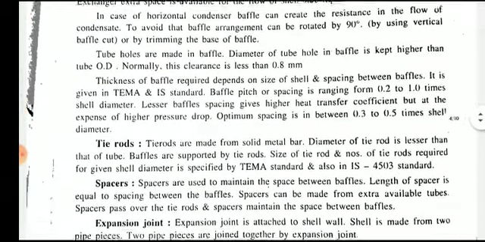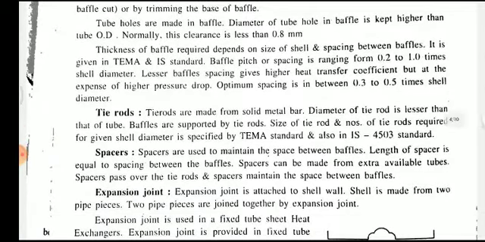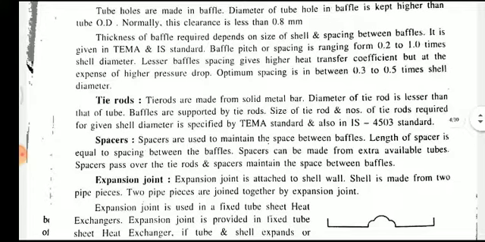Then the next is tie rod. So tie rods are generally metal. They are generally made up from solid bars, okay, and the diameter of the tie rod is less than the tubes. And it is made up according to the standards.